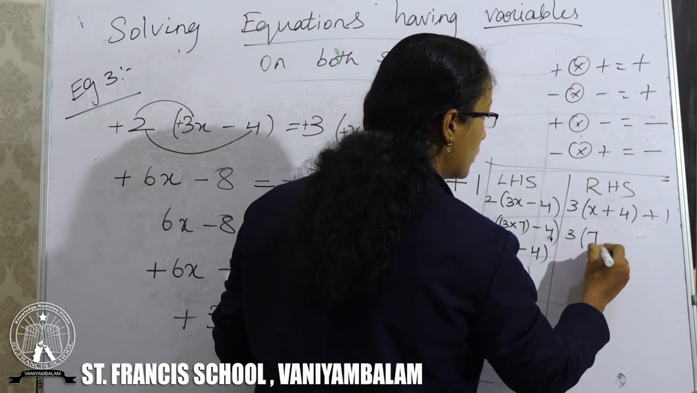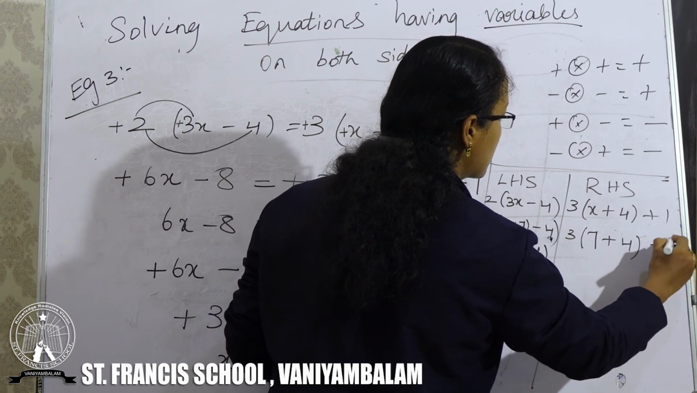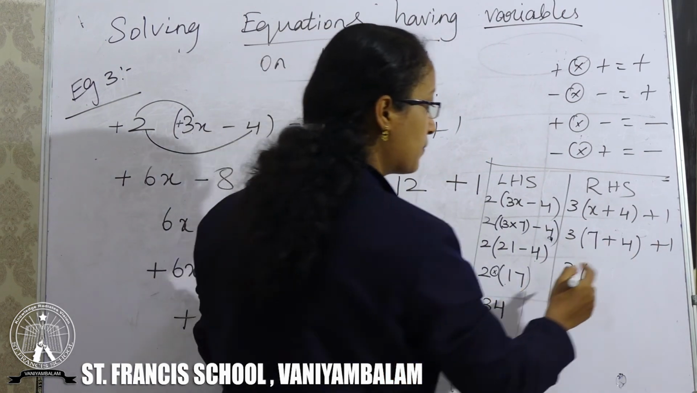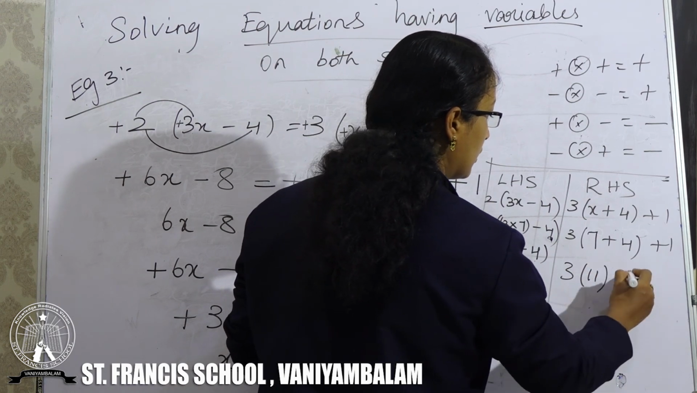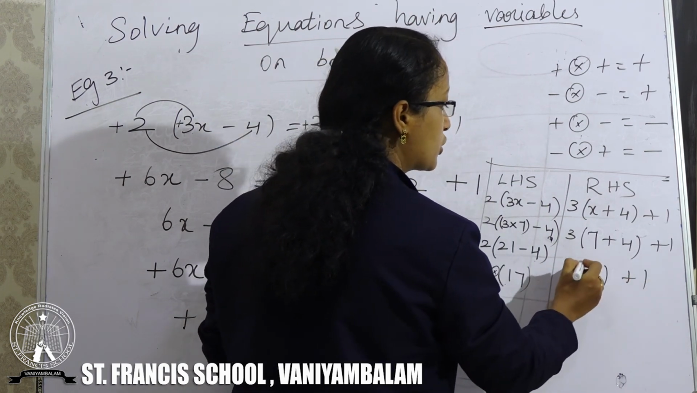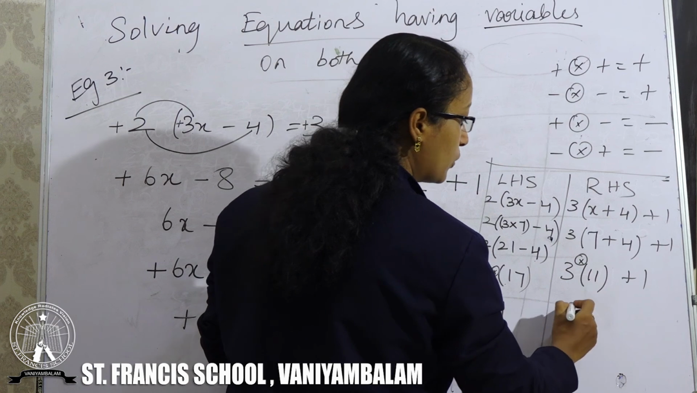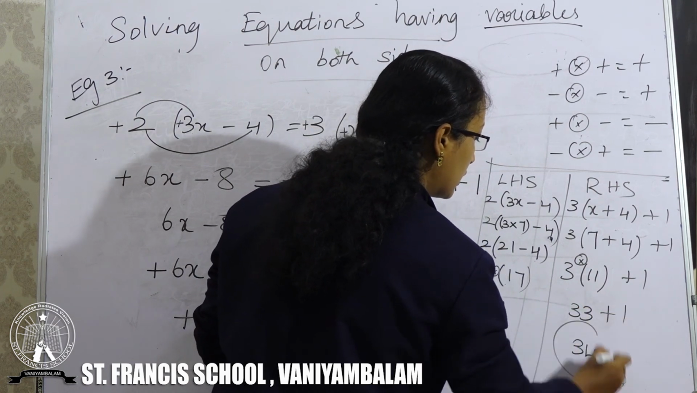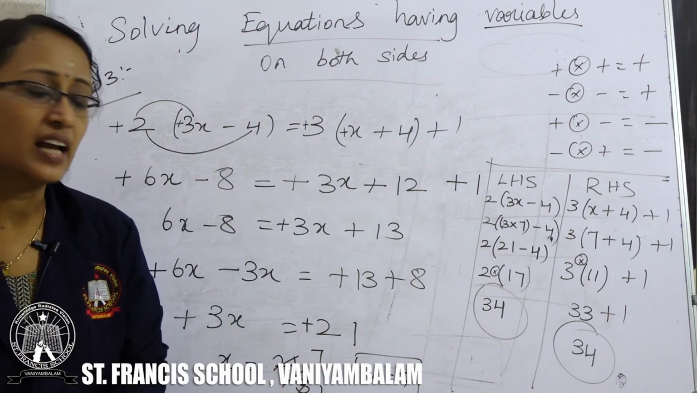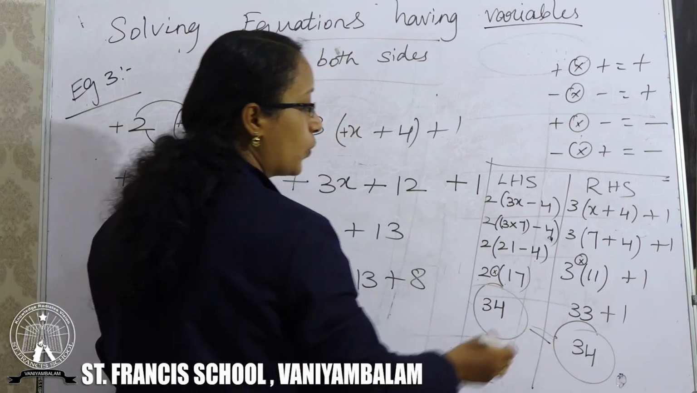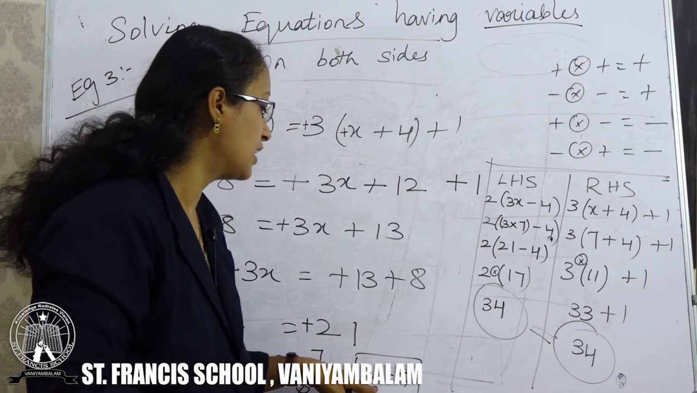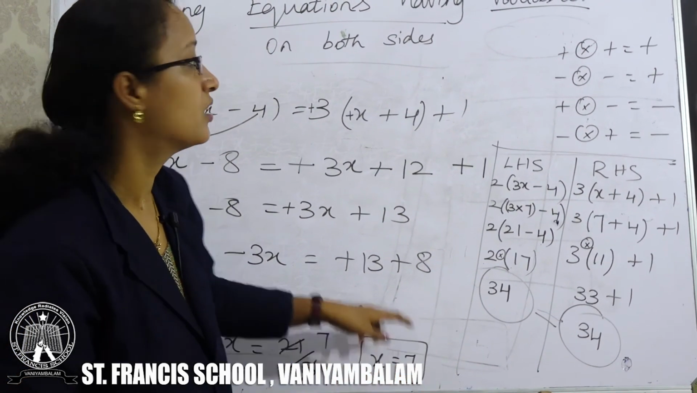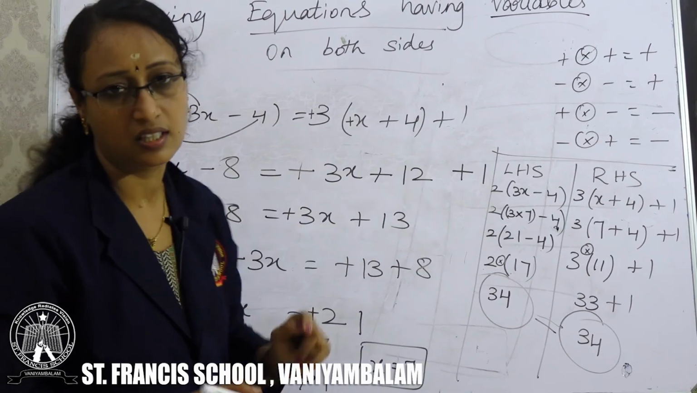So 3 into (7 plus 4) plus 1. What is 7 plus 4? 11. 3 into 11, they are in multiplication. 3 into 11 is 33, plus 1, which is nothing but 34. On both sides you got LHS and RHS equal. So what is the solution? x is equal to 7 is the solution for this given equation.